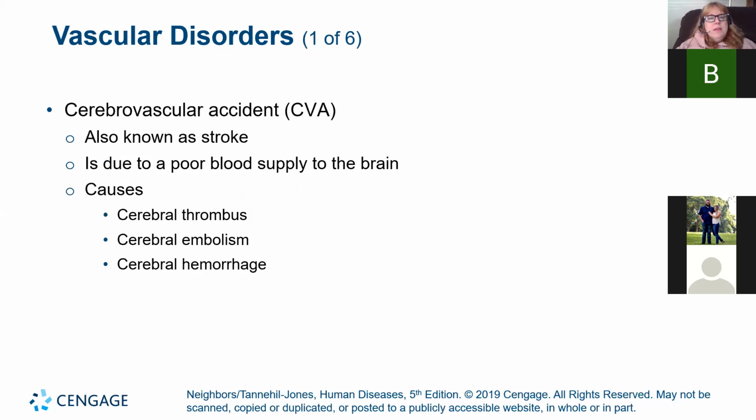Okay. So now we're going to switch from infections to vascular disorders. So these are disorders which affect the flow of blood. So a CVA, or a cerebrovascular accident, is also known as a stroke. It's due to poor blood supply to the brain, and it can be caused by a clot or a thrombus, an air pocket or an embolus. Or a hemorrhage, a bleed.